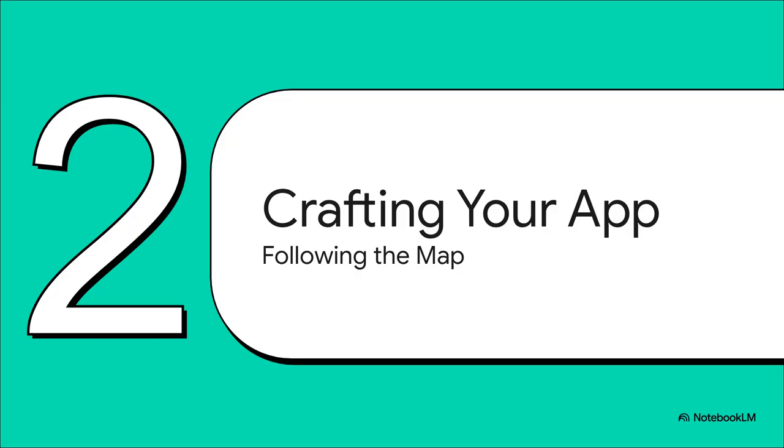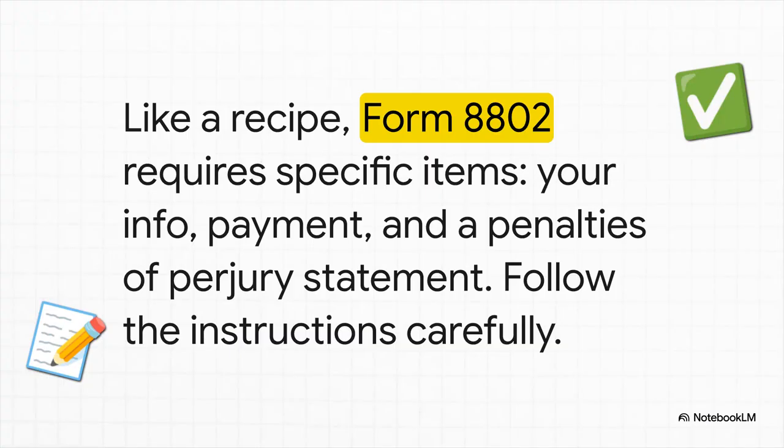All right, let's talk about crafting your application. I know filling out any IRS form can feel like you're trying to solve a puzzle in the dark. But trust me, once we break it down, you'll see it's way more straightforward than it looks. You know, the best way to think about Form 8802 is like a crafting recipe in a video game. Seriously, you gather a few specific ingredients, your personal info, a payment, a signed statement, you follow the steps precisely, and bam, you create a powerful item, Form 6166, that's going to protect your assets.